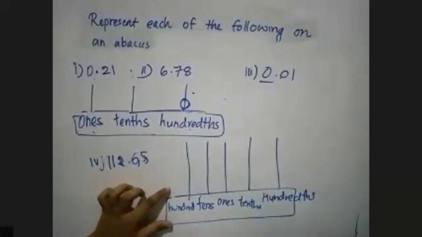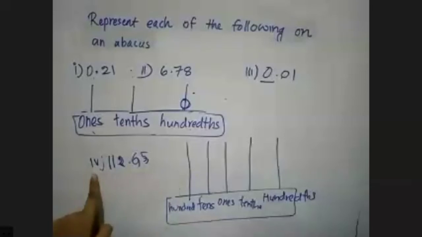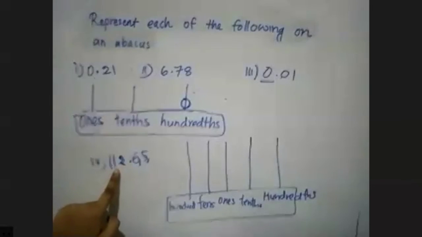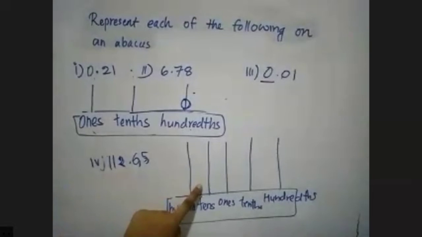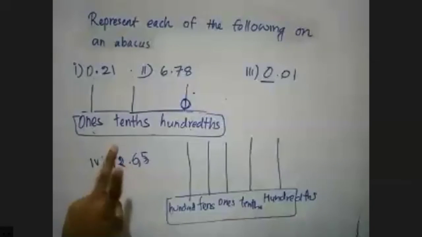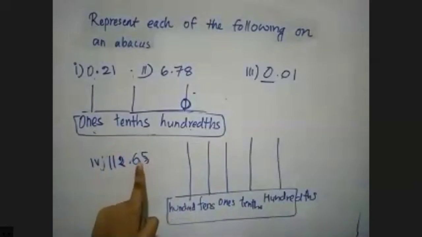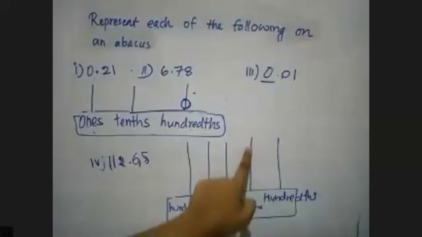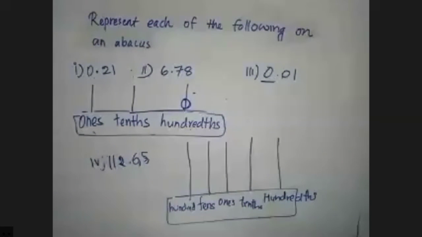So in hundreds, I have 1, so put 1 bead here. 112. So here I'm getting 1 in the tens place, that means 1 tens. Then 12, 2 ones, put 2 beads for this strand. Tenths, 6, put 6 beads here, and 5 for the last, hundredths, that is 5 beads.